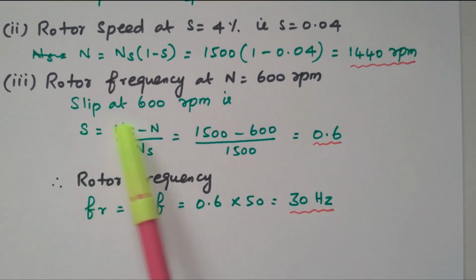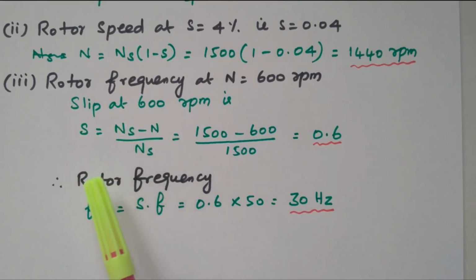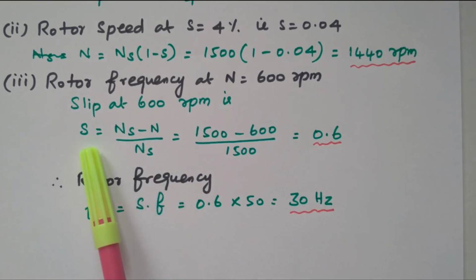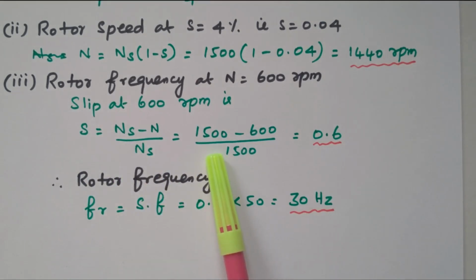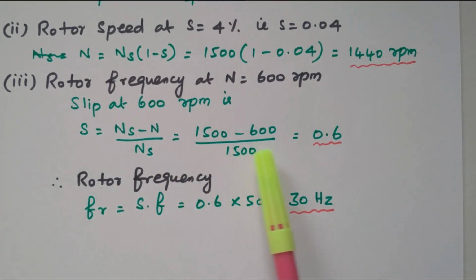First we will find the slip at 600 rpm. If the speed is 600 rpm, what is the slip? The general formula is S equal to ns minus n divided by ns. The difference between synchronous speed and rotor speed divided by synchronous speed gives the value of slip. So the synchronous speed is 1500, which we just calculated. The speed is given as 600 rpm. So 1500 minus 600 divided by 1500 is about 0.6. The slip is 0.6. For the given 600 rpm, the slip of the induction motor is 0.6.